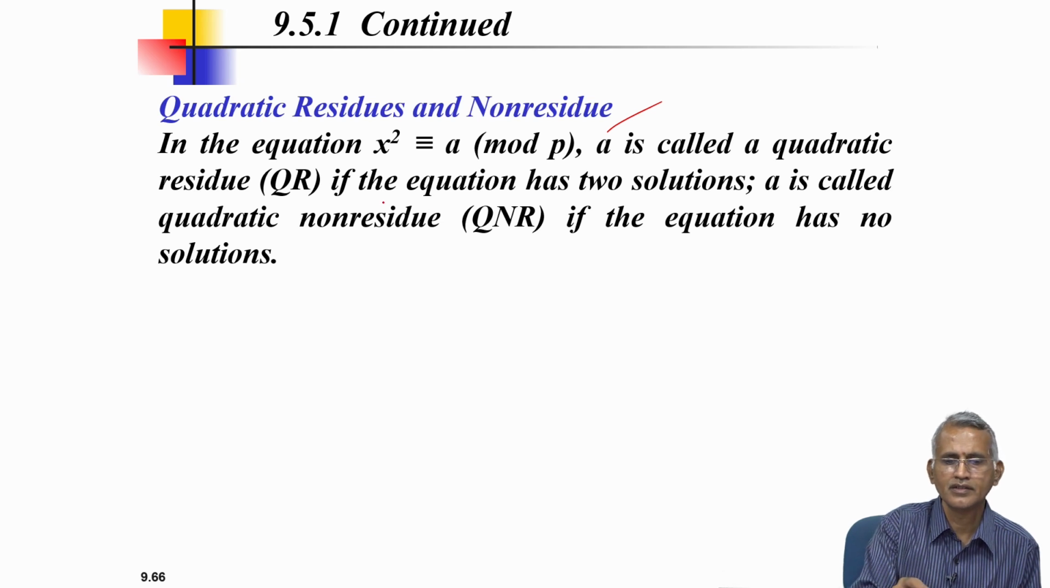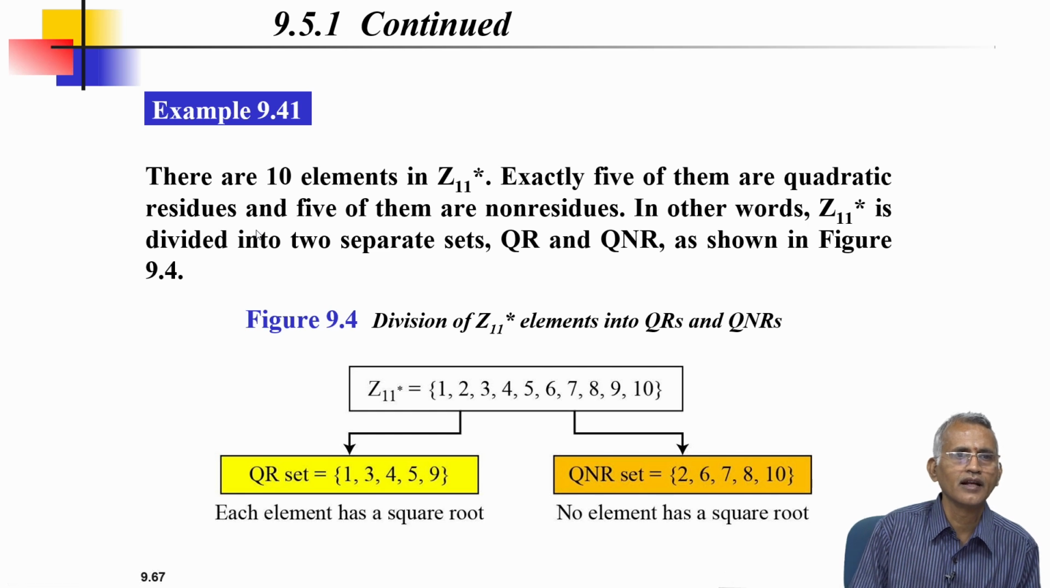If the equation has 2 solutions, a is called a quadratic residue; a is called a quadratic non-residue if the equation has no solution. Next, there are 10 elements in integers modulo 11, exactly 5 of them are quadratic residues and 5 of them are non-residues. In other words, integers modulo 11 are divided into 2 separate sets. One is called quadratic residue and the other quadratic non-residue, as shown in the figure.